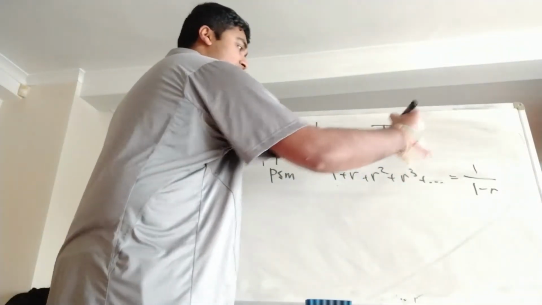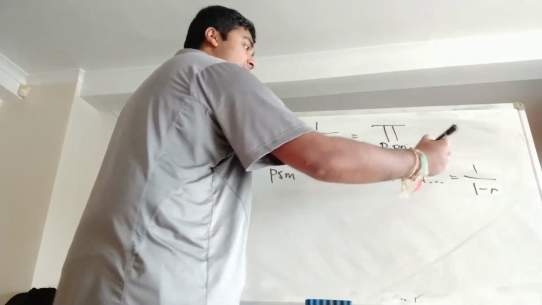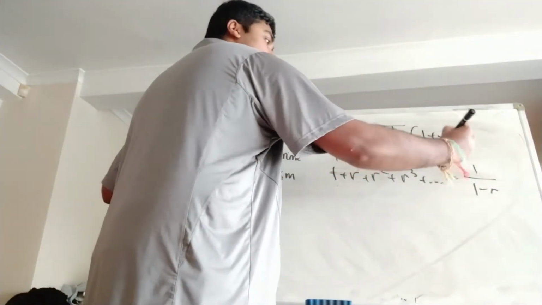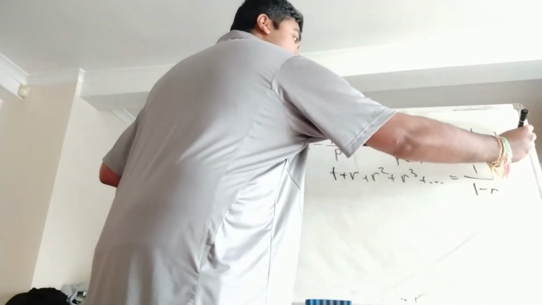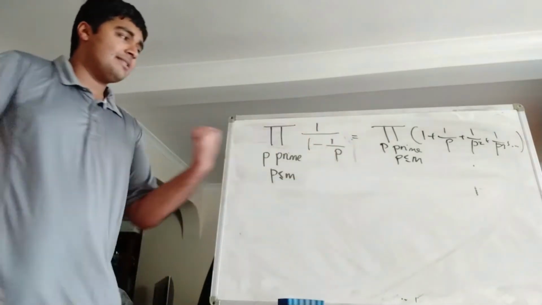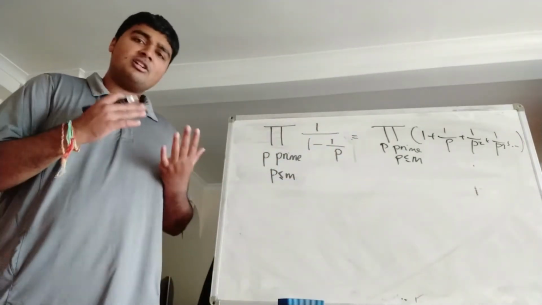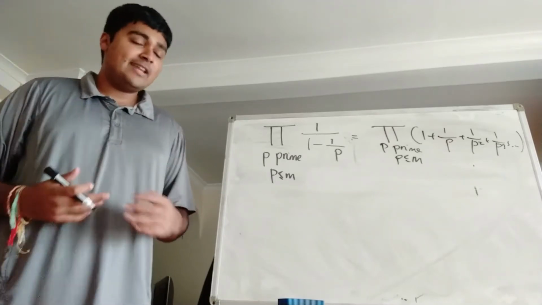Well, we still have the product over p prime being less than or equal to m. But now instead of 1 over 1 minus 1 over p, we can write this as 1 plus 1 over p plus 1 over p squared plus 1 over p cubed, and so on off to infinity. Okay, so this guy here is the same as this guy here. But now we're going to suppose that m is a large positive integer, and that's fine because what we'll see at the end is we're going to take m going to infinity.